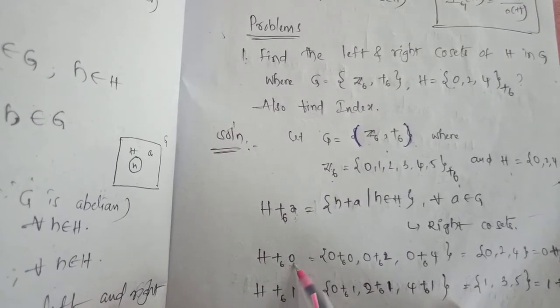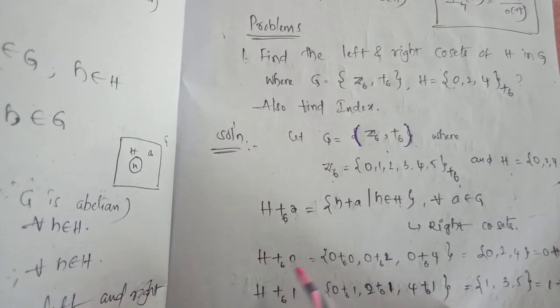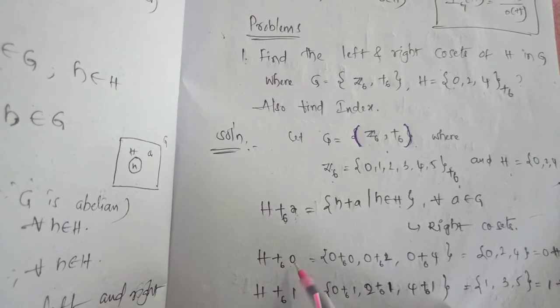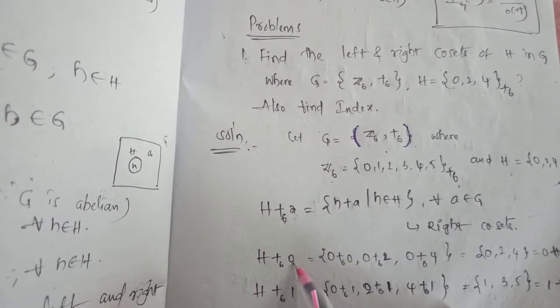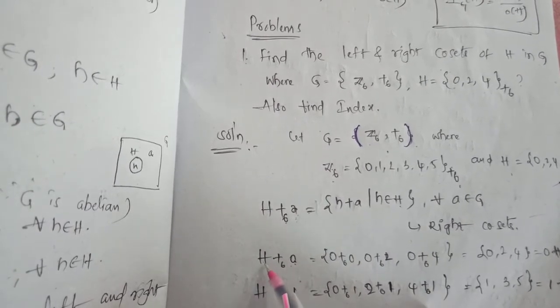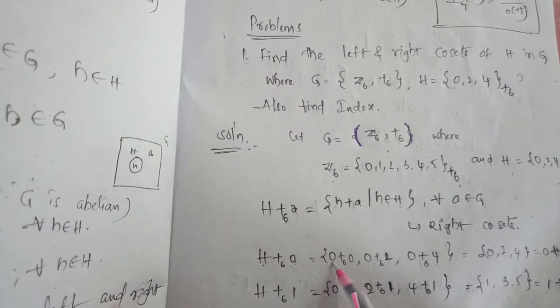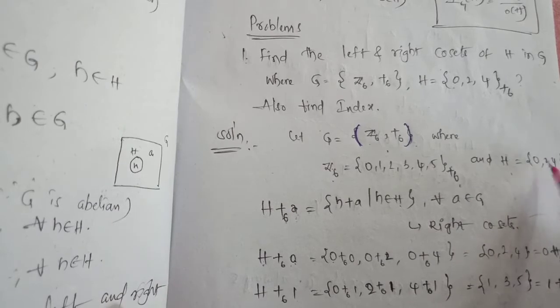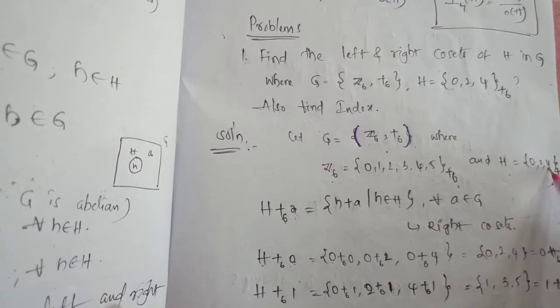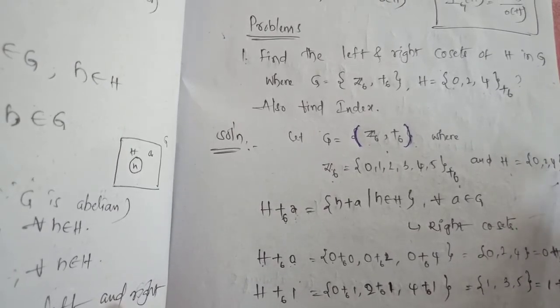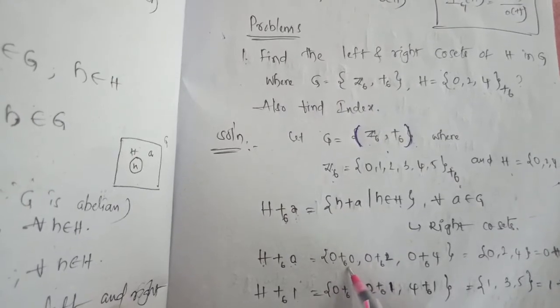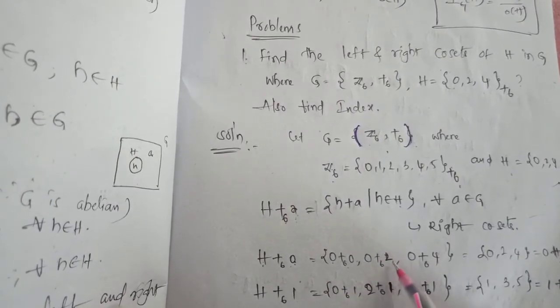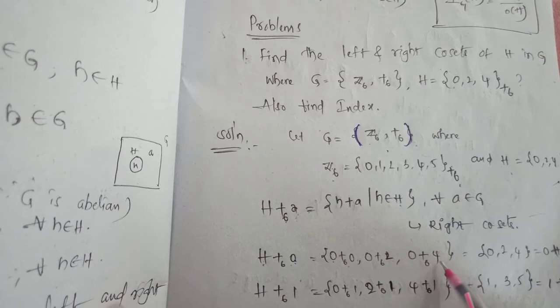H plus 0 means adding all the elements of H to 0. So we add 0 to all the elements of H. What are the elements of H? 0, 2, 4. So I can add 0 with 0, 2, 4: 0 addition modulo 6 0, 0 addition modulo 6 2, 0 addition modulo 6 4.